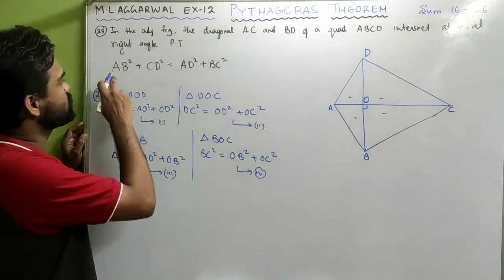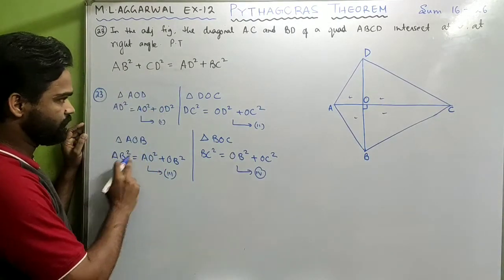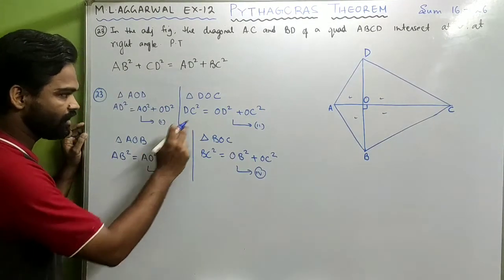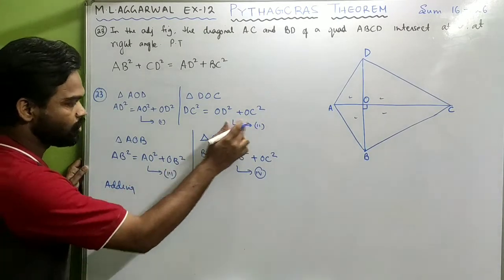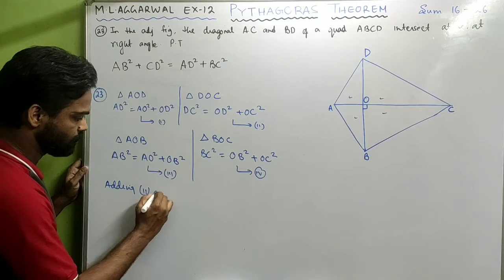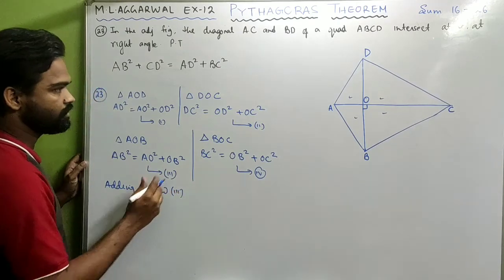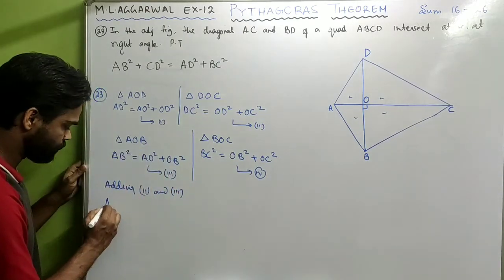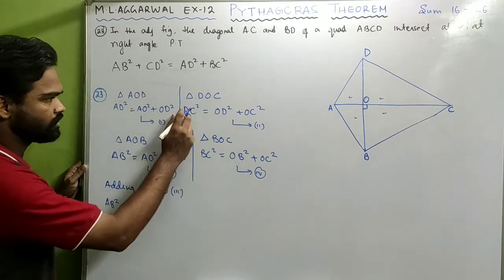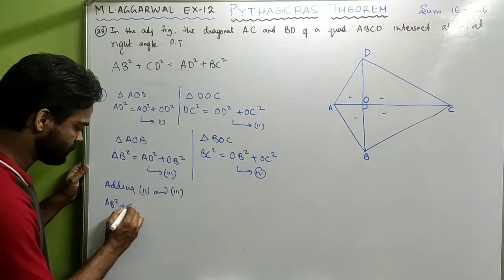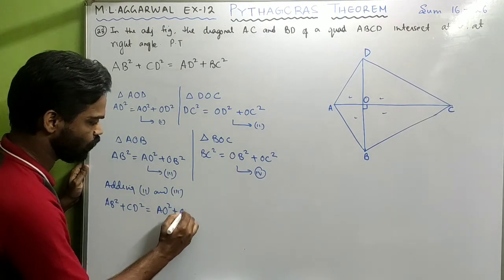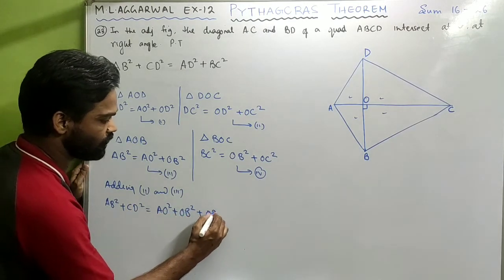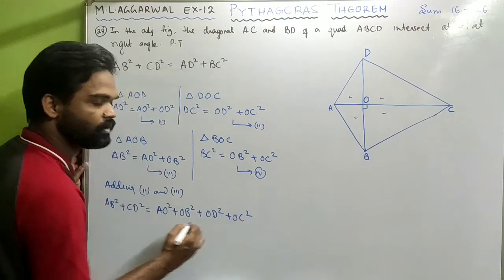Now look carefully. This is AB square plus CD square. AB square plus CD square. So we'll add these two. Adding 2 and 3. What do we get? AB square plus DC or CD is the same thing. CD square is equal to AO square plus OB square plus OD square plus OC square.